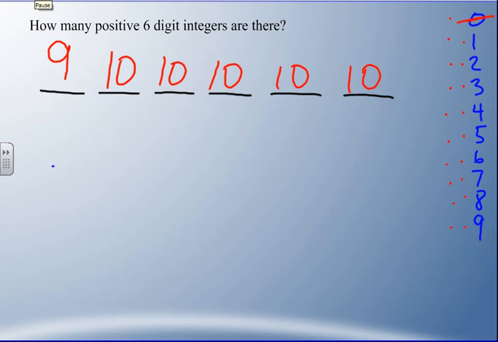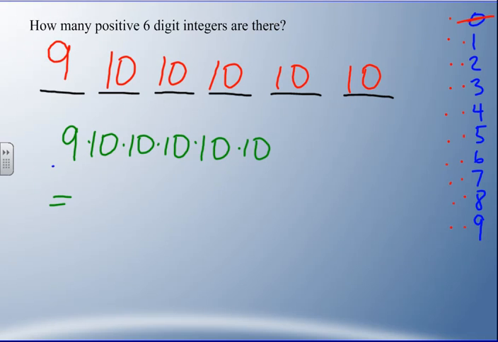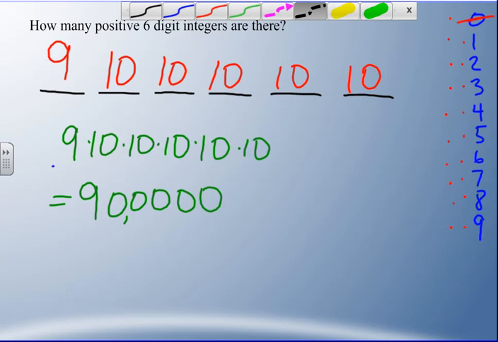So now all we have to do to figure out how many possible six-digit integers there are is take all these numbers and multiply them together. So my answer is 9 times 10 times 10 times 10 times 10 times 10. So this ends up being 1, 2, 3, 4, 5 zeros. There are 90,000 possible six-digit integers that are positive. That is the answer for what I'm looking for.